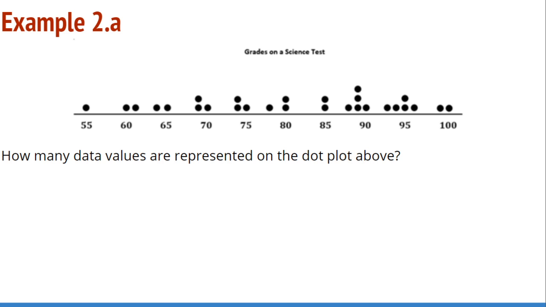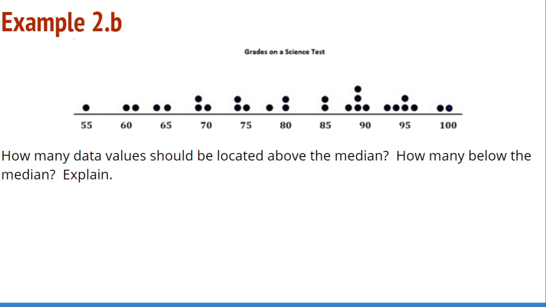So looking at a second example, this is grades on a science test. How many data values are represented on the dot plot above? Remember, every dot represents one data value, so we count up the dots. 1, 2, 3, 4, 5, 6, 7, 8, 9, 10, 11, 12, 13, 14, 15, 16, 17, 18, 19, 20, 21, 22, 23, 24, 25, 26, 27, 28. We've got 28 data values on the dot plot.